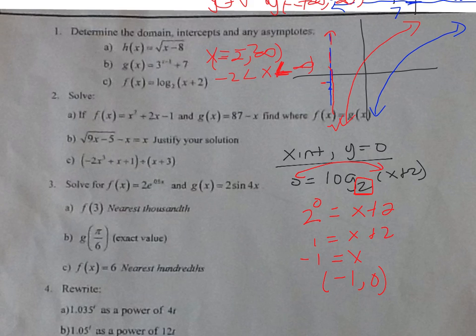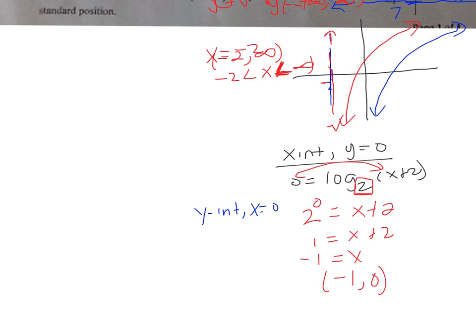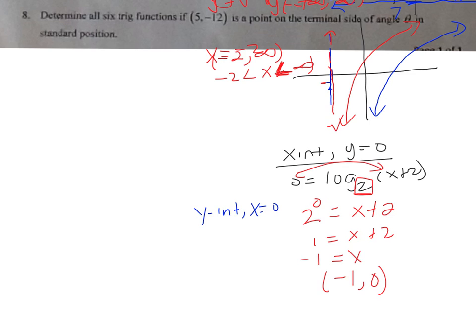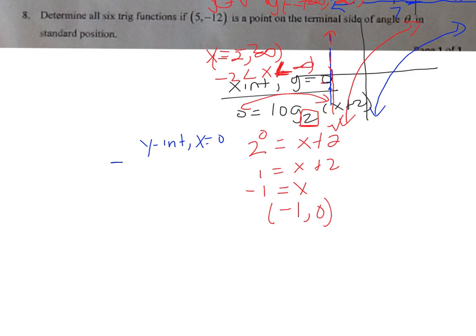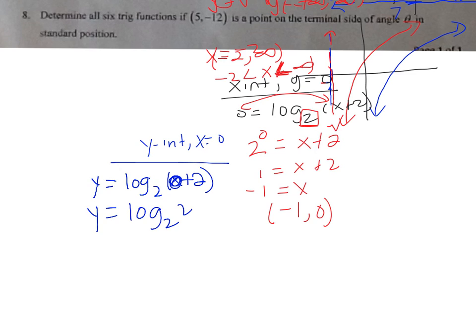All right, and now my y-intercept. That would be x is equal to 0. So I have y is equal to log base 2 of 0 plus 2. 0 plus 2 is 2, so it's y equals log base 2 of 2. This you could just plug into your calculator in log base. So I get y is equal to 1. So there is my y-intercept, 0, comma, 1. All right, so let's take a look at number 2.